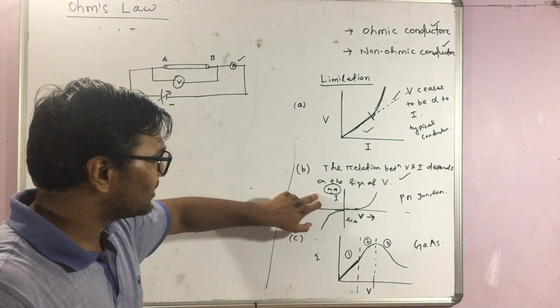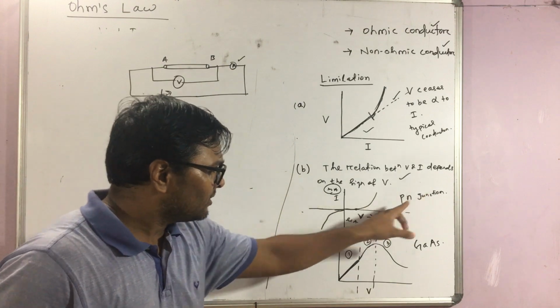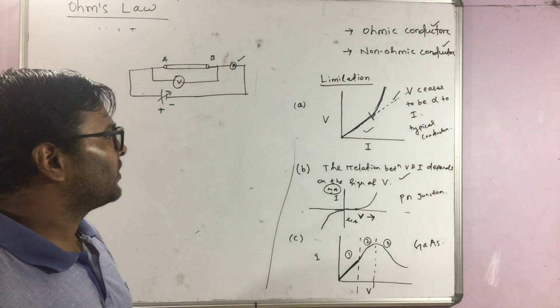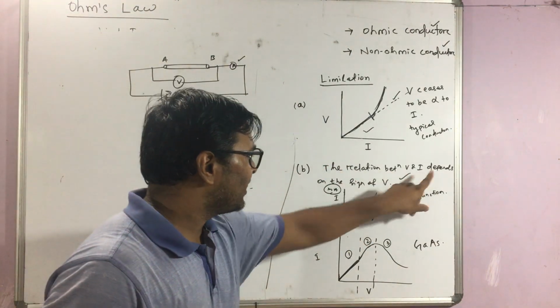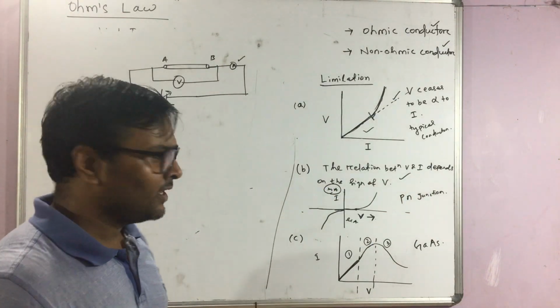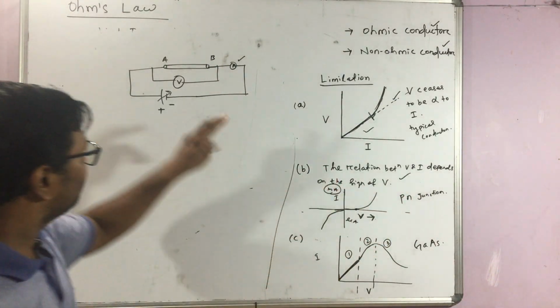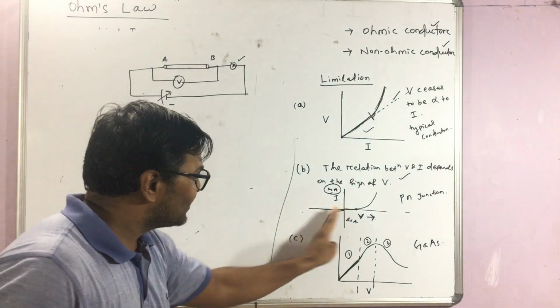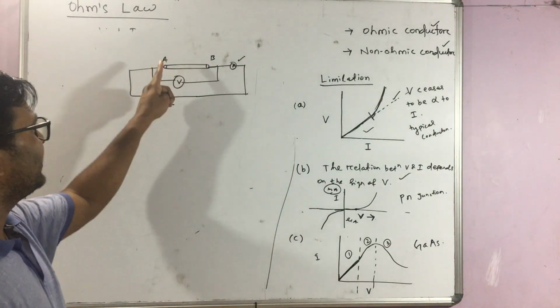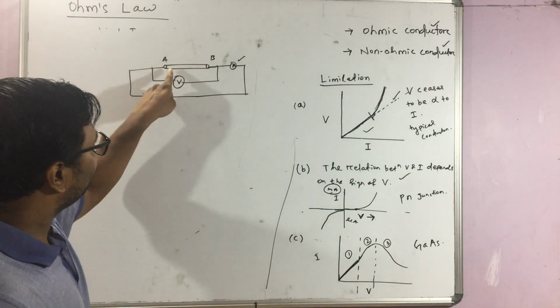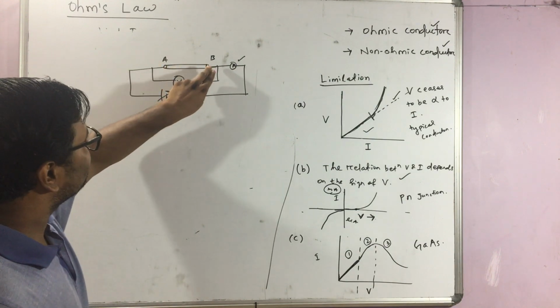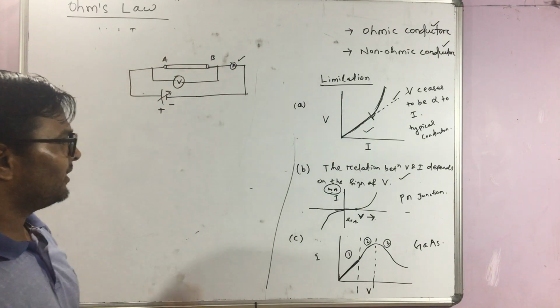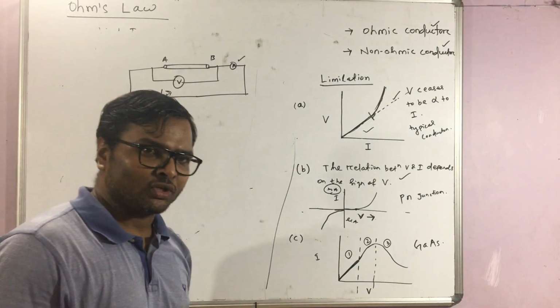This class of conductor is actually a semiconductor. This is not obeying your Ohm's law. That's why the relation between V and I depends on the sign of V. If the V sign is positive, this is the connection. V sign negative means you just change the polarity. A you just flip, meaning the side B will come here and A will go there. Clear? This is the second limitation.